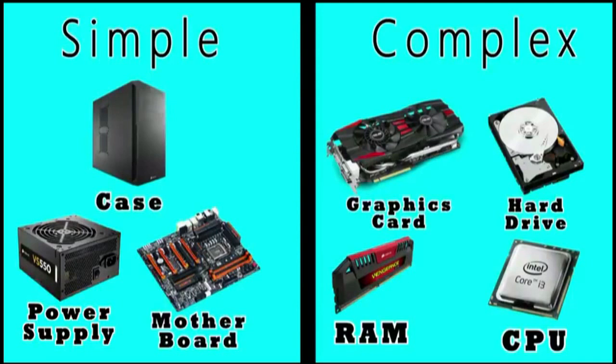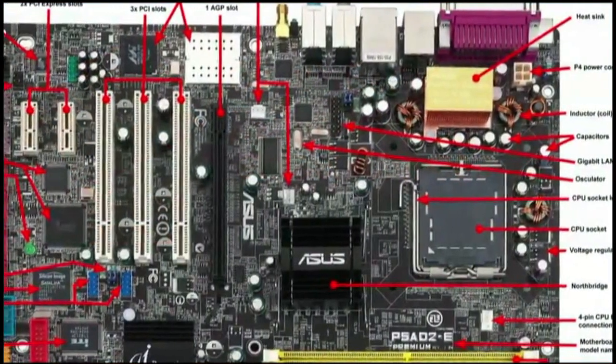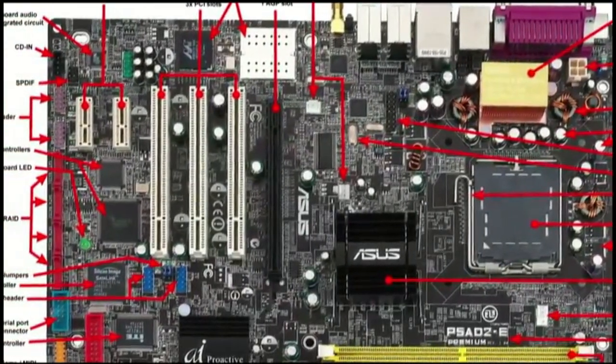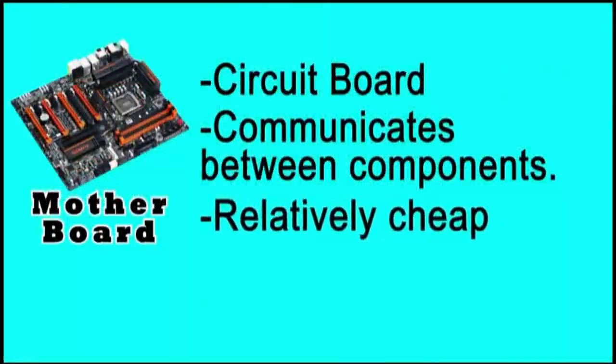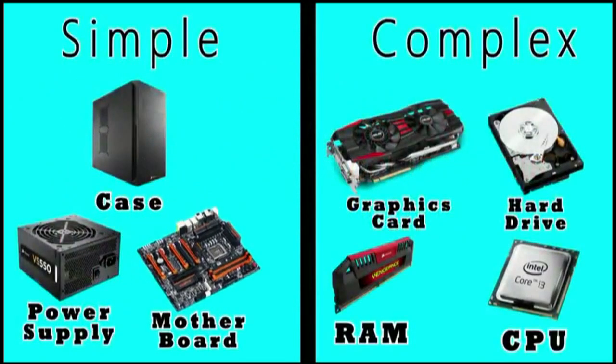The last part under the simple category is motherboard. It is an open circuitry board. With the help of this part, different parts of the cabinet can communicate with each other. It is the biggest part inside the cabinet but not very expensive. Processor, RAM and all input and output devices are connected with the motherboard only.